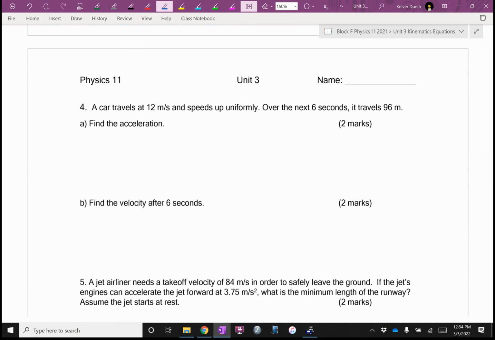Oh, find the acceleration. You know what? Number 4 is the same question as number 1, except v_i is not 0. So it still wants me to find a. This time v_i is 12, t is 6, d is 96.